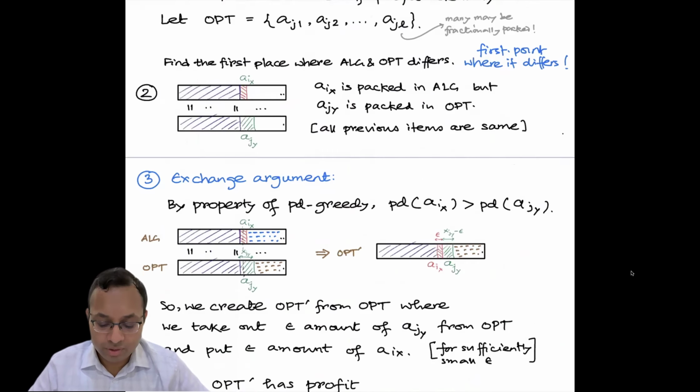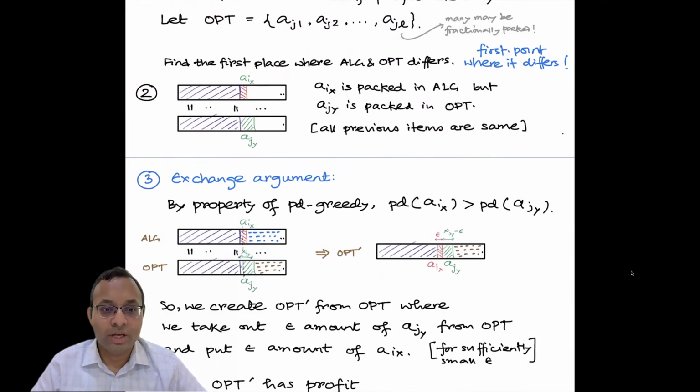Now the template as we used was, first you find where optimal and algorithm differ. So you scan from left to right both the solutions, and remember both are sorted by profit density, and look at the first part where they are different. So these regions are exactly the same, and only here it is different. It could be the case that AIX was packed here, and maybe some part of AIX was packed here and then AJY starts, or it could be the case that AIX starts here and AJY starts here. Both are possible. Now AIX is packed in ALG, this is the algorithm solution, and AJY is packed in opt.